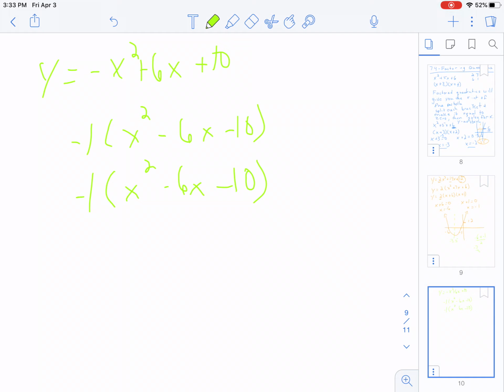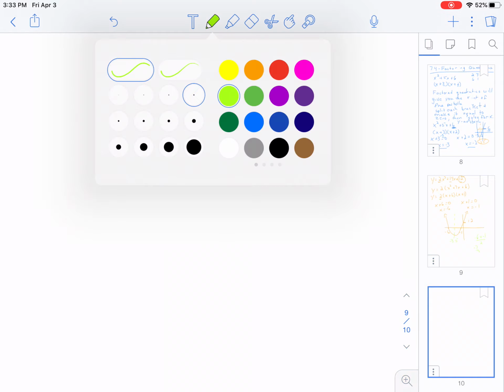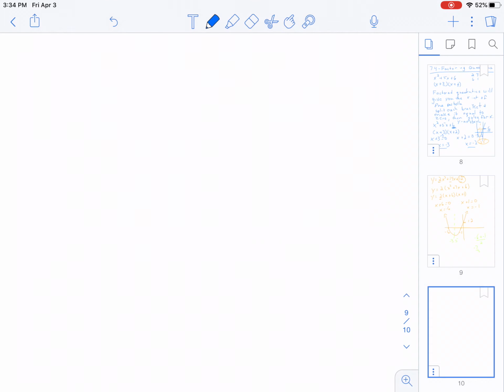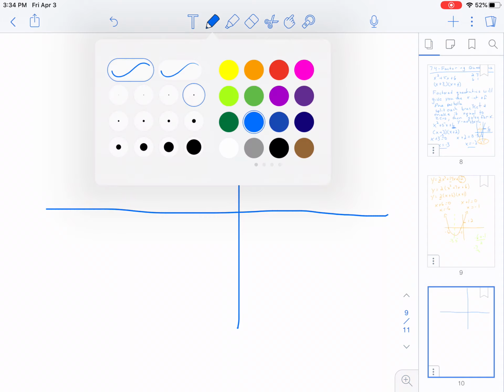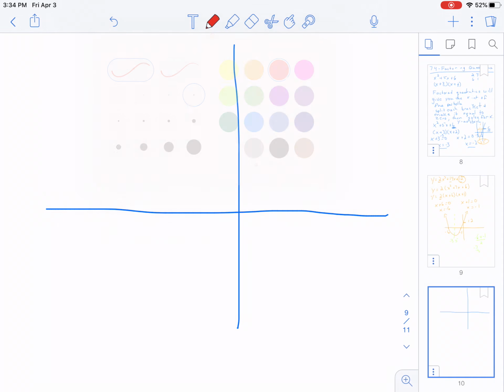All right, let's try another one now. Here what I'm going to do is let's work backwards. I'm going to give you a graph. And what we're going to do now is come up with the equation. So I'll draw it out. What I like to do is I make my sketch and then I just label my points around it. It's just a little bit easier.